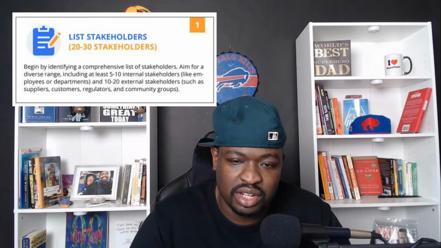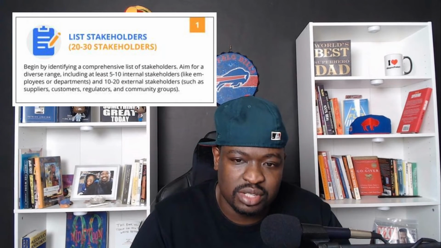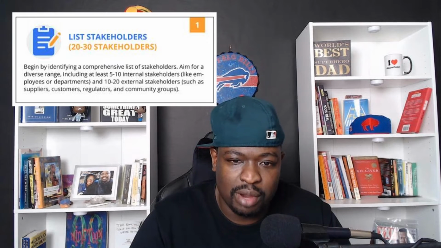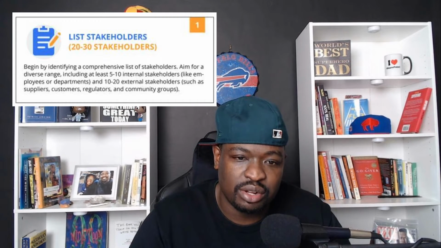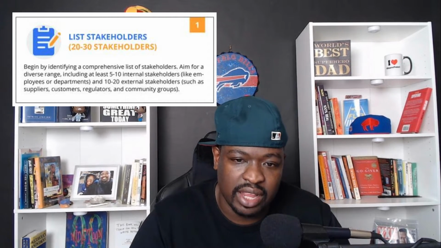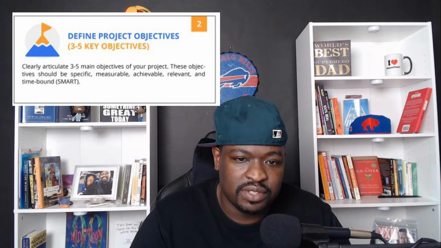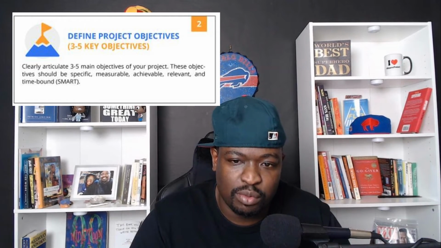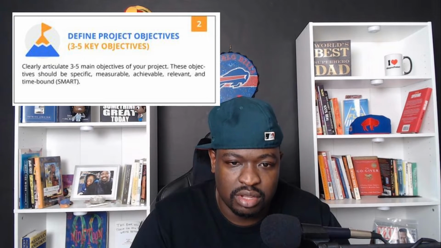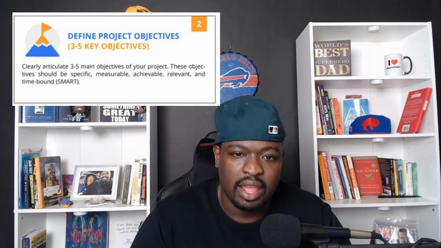But he does say begin by identifying a comprehensive list of stakeholders. Aim for a diverse range, including at least 5 to 10 internal stakeholders like employees or departments, and 10 to 20 external stakeholders such as suppliers, customers, regulators, and community groups. All right, now number 2, he says clearly articulate 3 to 5 main objectives for your project. These objectives should be specific, measurable, achievable, relevant, and time-bound, which is the acronym SMART. Or you remember it by remembering the acronym SMART.